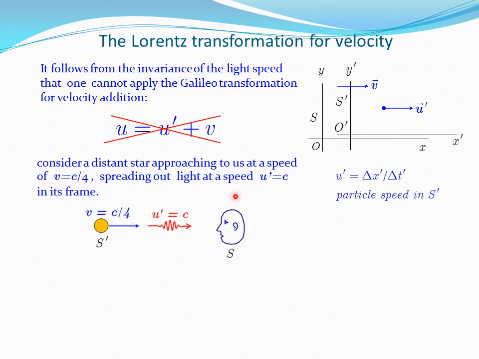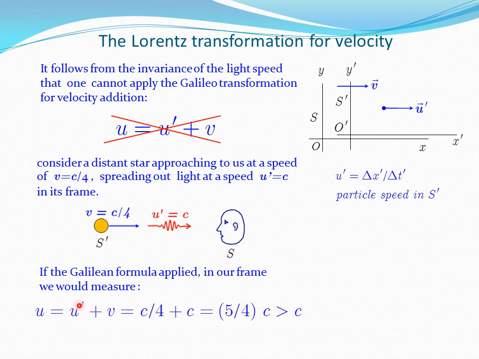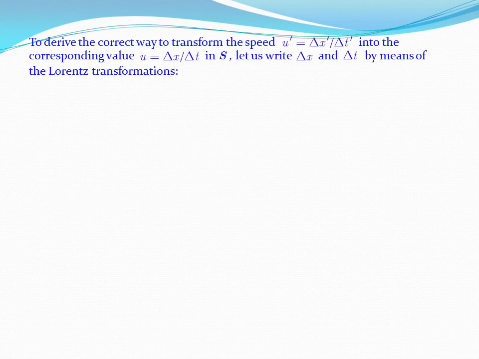Now, here is the observer in S. The light emitting source is approaching the observer at a speed c over 4, and the observer measures for the light speed a value of c. If the Galileo transformations applied in the frame of reference S, we would measure a velocity u' plus v equals c over 4 plus c, which is equal to 5/4 c, and this value is of course greater than c.